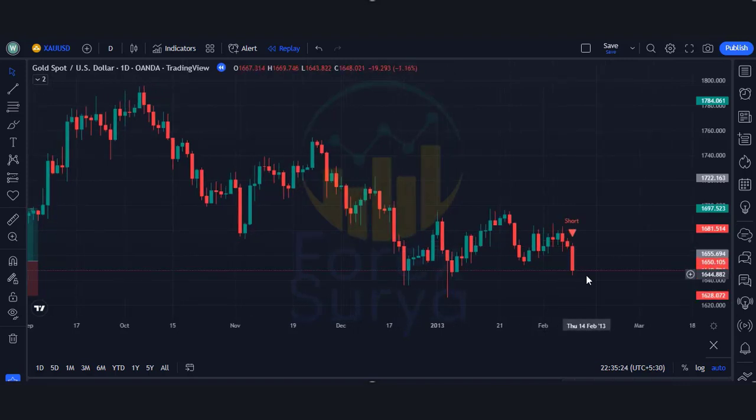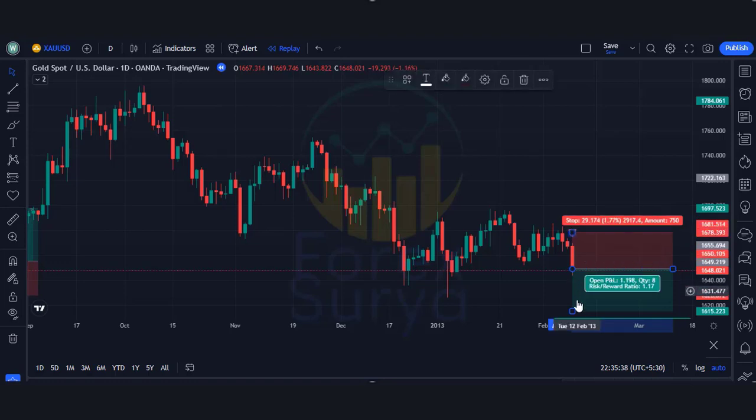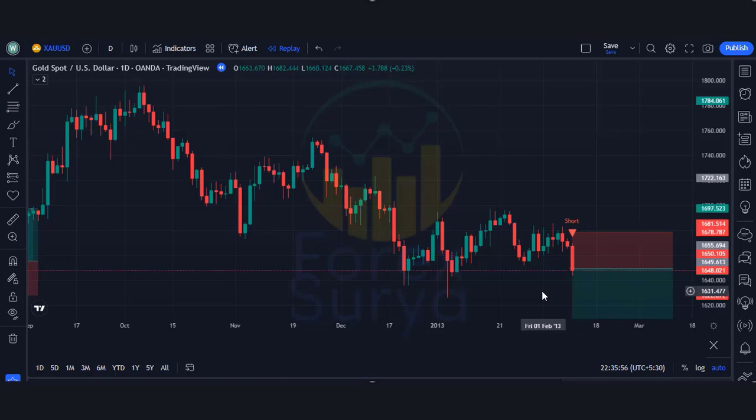Here friends, the Smart Supertrend indicator has given a sell signal, and the market has formed a bearish candle. We will take the sell signal, and the stop loss will be placed above this bearish candle. The risk to reward ratio will be 1 to 1.5.